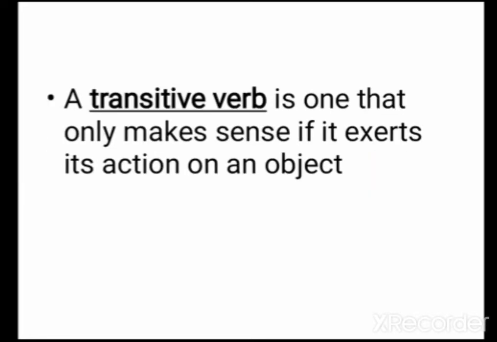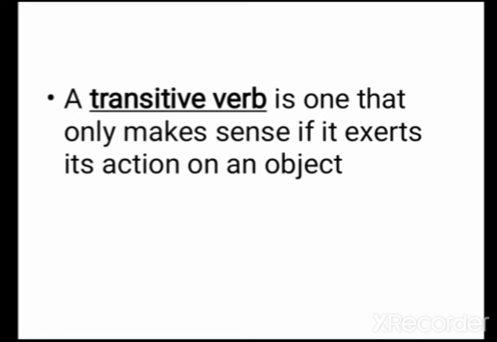This is the definition of transitive verb. A transitive verb is one that only makes sense if it exerts its action on an object. In other words, a transitive verb is a verb that takes an object. Listen to this example. Gerard swings the bat. In this sentence, the subject is Gerard and the object is bat. In this sentence, the verb swings takes the object bat. Therefore, the verb swings is called a transitive verb. Verbs that have objects are called transitive verbs.